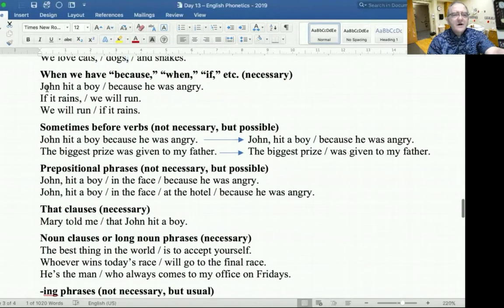If we have because, when, or if, we pause. John hit a boy because he was angry. If it rains, we will run. We will run if it rains. Now notice I stop in the middle. It helps me to think about the next part of the sentence and it helps the listener.